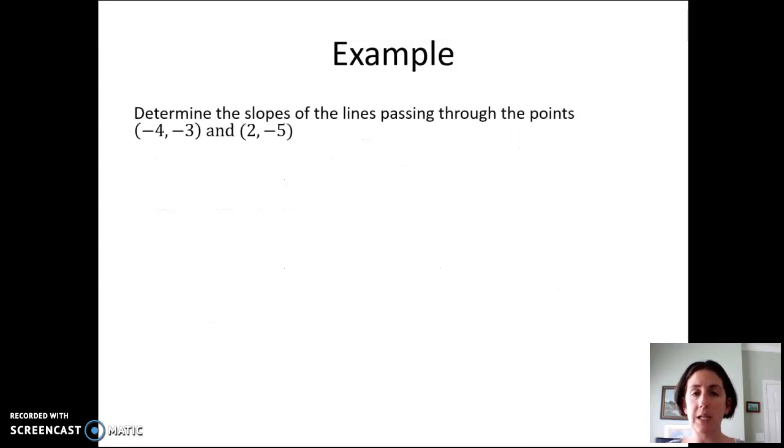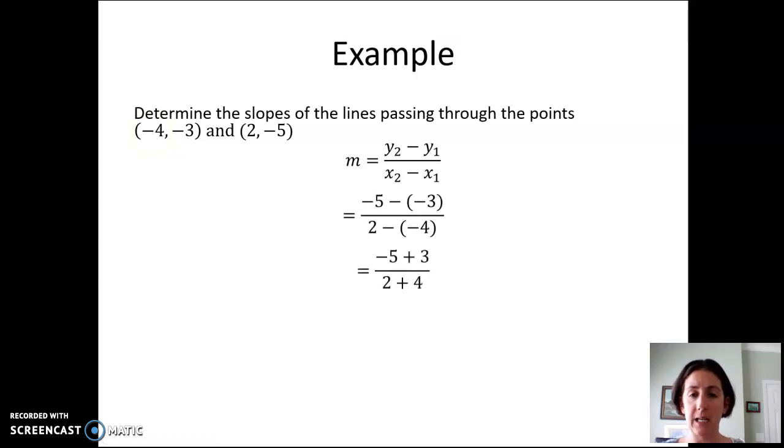So for example, if we wanted to calculate the slope between these 2 points, using our formula, we would take the y from our second point minus the y from our first point over the x from my second point minus the x from my first point. Remember, subtracting a negative is really adding, and when we simplify that, we get negative 2 over 6, which reduces to negative 1/3. So let's interpret that slope as rise over run.